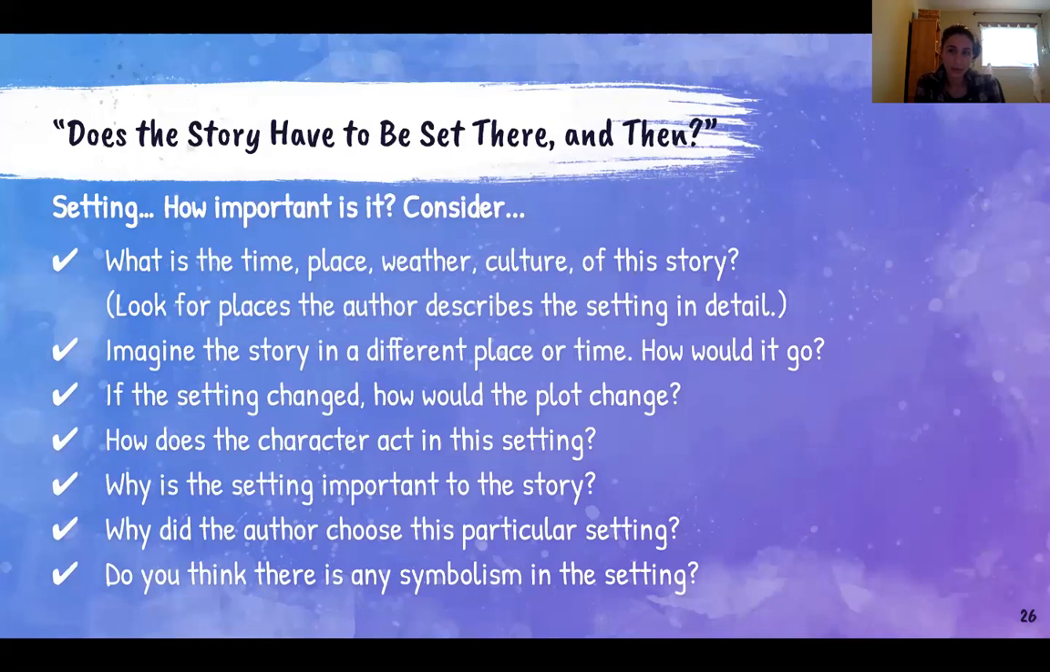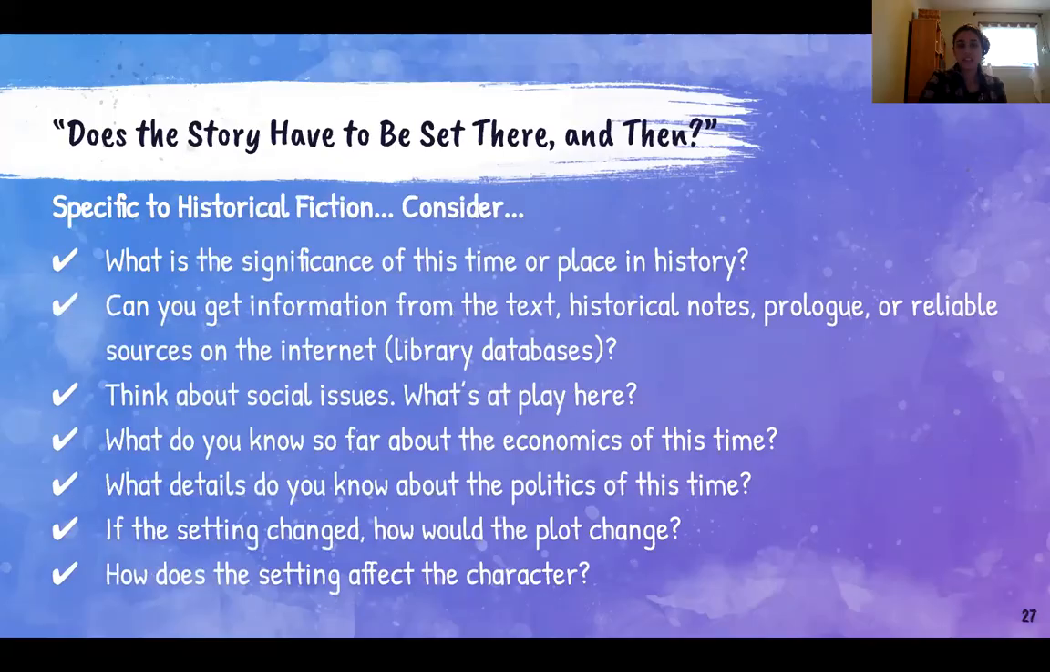Why is the setting important to this story? Why did the author choose this particular setting? And challenge question, do you think there's any symbolism in the setting? Because that can go a really long way in making meaning out of a story. There are some different questions you might want to focus on if you're looking at historical fiction, because there are other elements that play into the setting of historical fiction. For instance, what's the significance of this time and place in history?